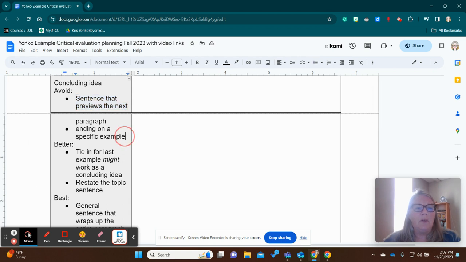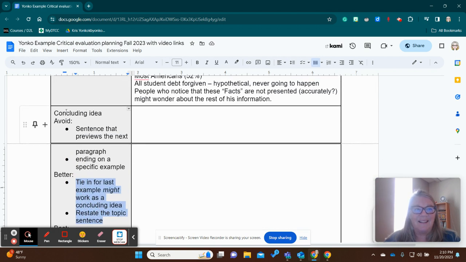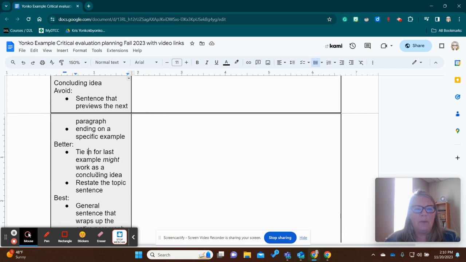The other thing you definitely want to avoid with your paragraph is ending on something specific, because that's going to feel like the paragraph just stopped. So those are the two things we're trying to avoid. These options work, but they're not the best, but they are better than this, right? So this is a little bit better.